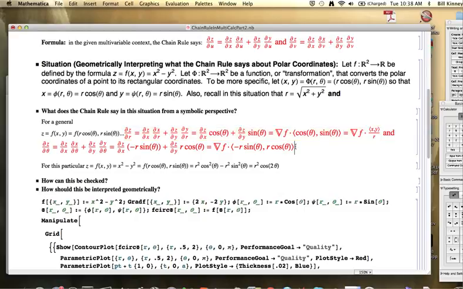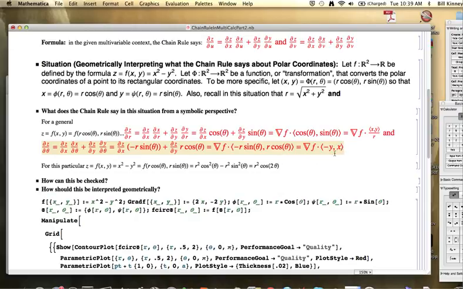And with the second one, this thing is not a unit vector because r is not necessarily 1. But we can think of this in terms of x and y as well. In fact, negative r sine theta is the same as negative y, and r cosine theta is the same as x.